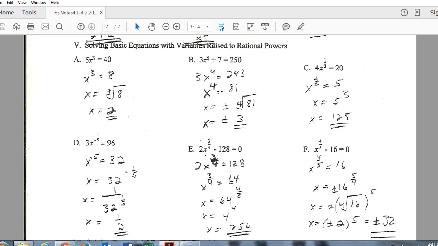So you could do this either way. You could either say, I'm going to take the 4th root of both sides, or you could say, I'm going to raise both sides to the 1/4 power. Either way, you're going to come out with the same answer.